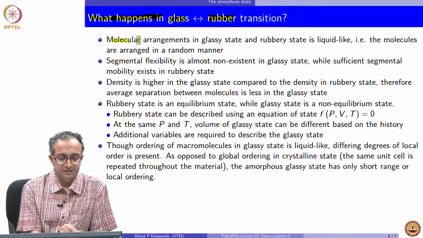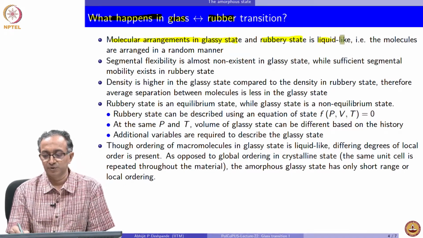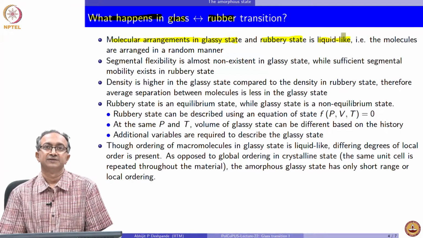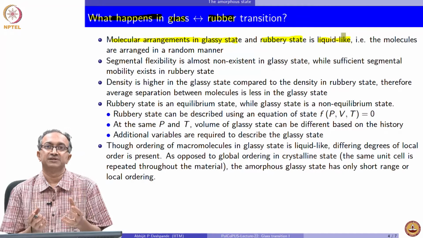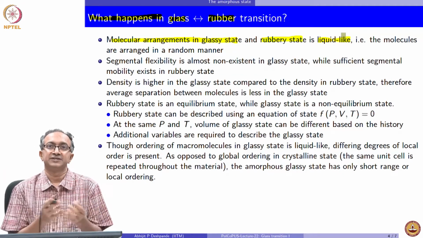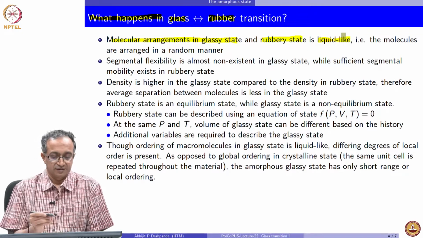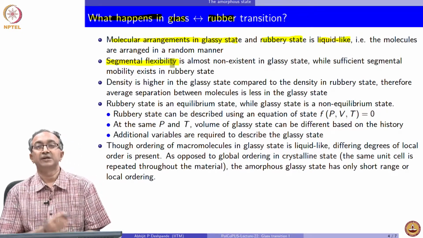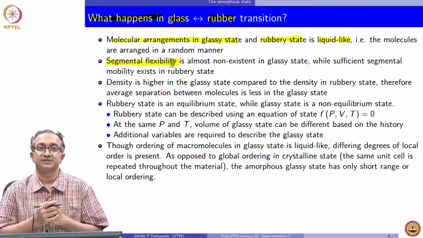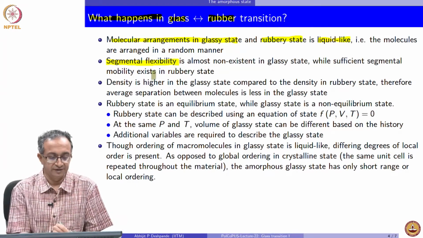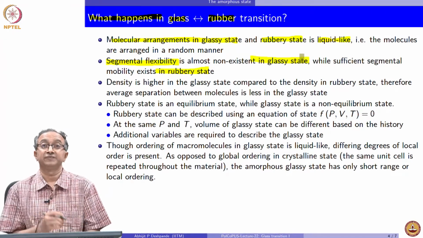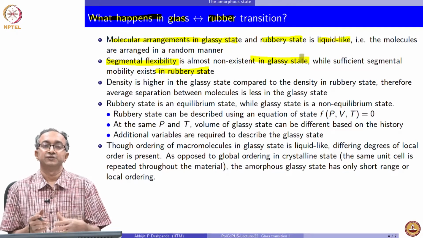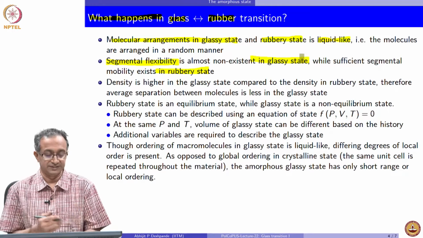Molecular arrangements in the glassy state and the rubbery state are both liquid like, which means random and disordered. From the point of view of molecular arrangement, there is very little to distinguish between the glassy and rubber like states. Segmental mobility, or the ability of conformational changes, as we have discussed several times in this course, is possible in the rubbery state. However, it is non-existent in the glassy state. So, a key feature of reaching the glassy state is that segmental flexibility ceases to exist.